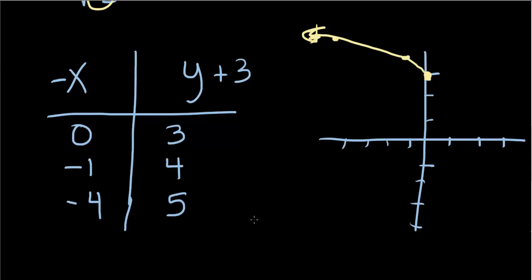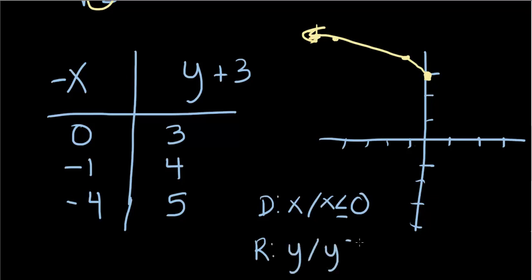So then the domain will be x such that x is less than or equal to 0. Because it starts from here, the value of x is 0 here, and then it keeps on going down. And the range is going to be y such that y is greater than or equal to 3. Because this is the value of y, it is 3, and it's going to keep on going up.